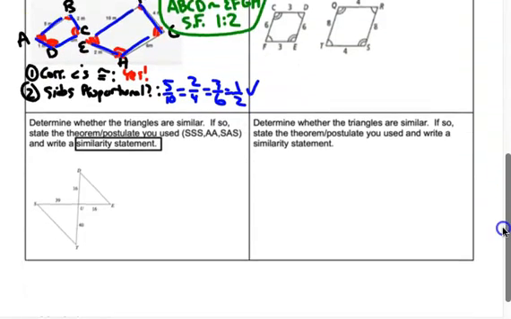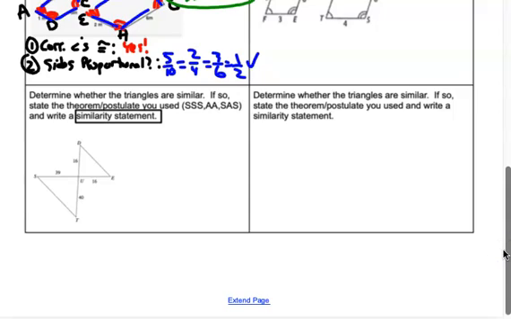Okay, next one, you can start to use some of the shortcuts. It says determine whether the triangles are similar. If so, state the theorem you use. So we have SSS, AA, or SAS. Okay, so in a problem like this, I have 2 pairs of sides, but I also have a bow tie, so I can use vertical angles here in the middle. So we would want to see if maybe this is SAS similarity.